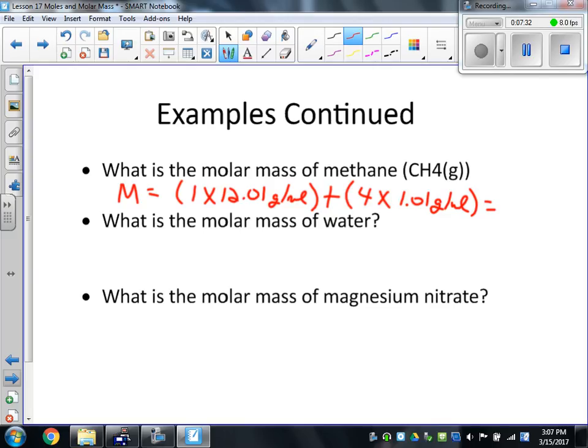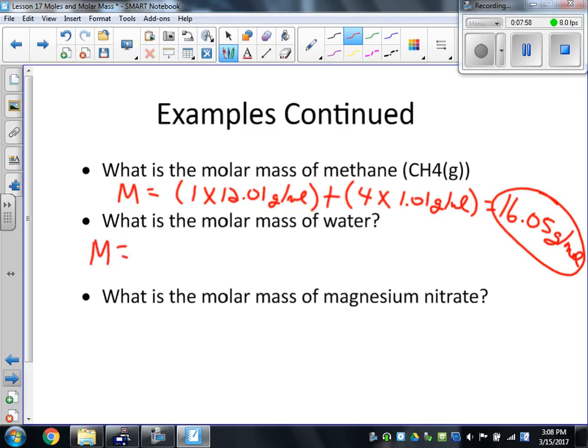16.05. Does that sound right? 16.05 grams per mole. Okay? Good. We are going to add each of the elements up. I have four hydrogens, so 4 times 1.01, and I have 1 carbon, so 12.01. What about the molar mass of water?